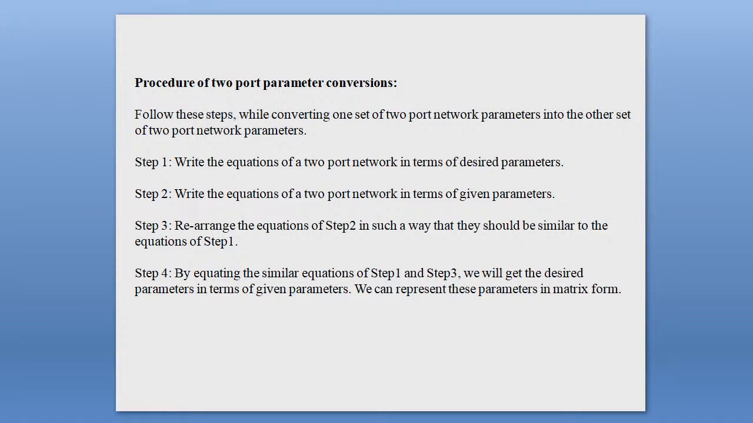So to determine the values of the desired parameter in terms of the given parameter, we will write the equation in terms of the desired parameter as well as the given parameter. After that, we will rearrange the equation of the given parameters in such a way that it must be the same as the desired parameter equation. I will explain it with an example, and then we will equate the two equations. Then we can easily calculate the values of the desired parameter in terms of the given parameter.